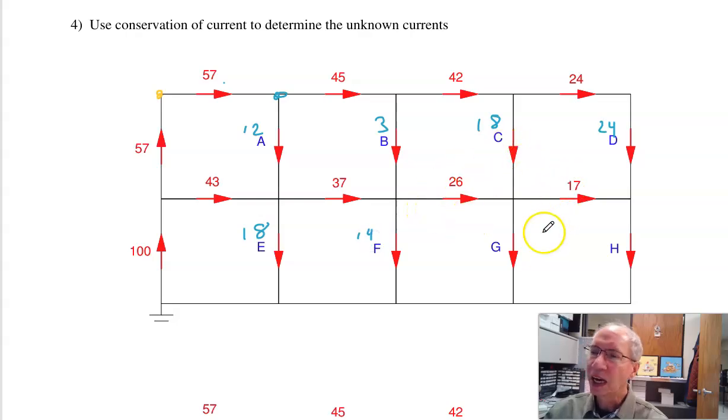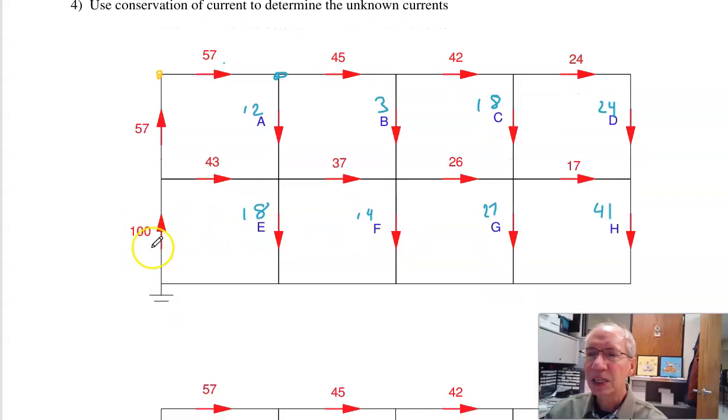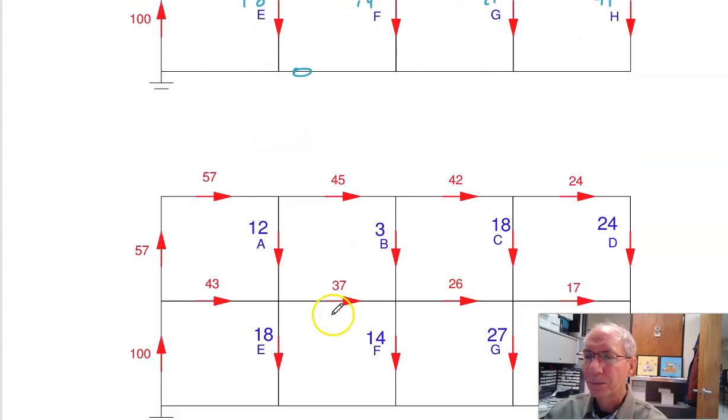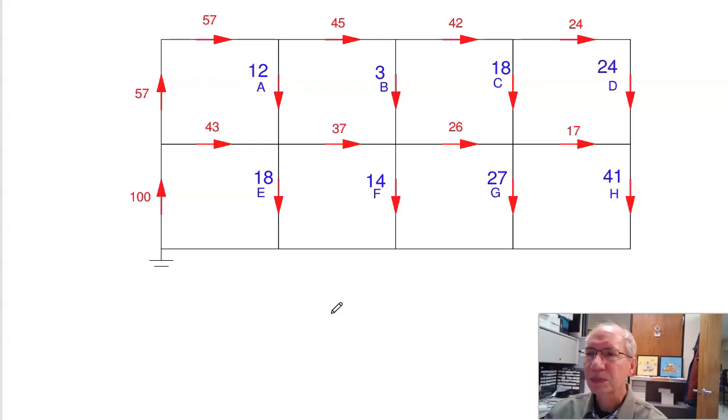44 going in, I have to have 44 going out. So this is 27. 17 and 24, 41 going in, this has to be 41 going out. And when you're done, at the last node right here, 100 go up, I have to have 100 going in. So here's the answer.